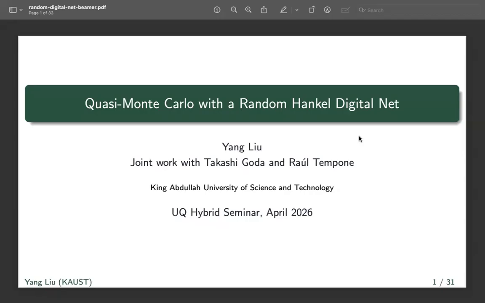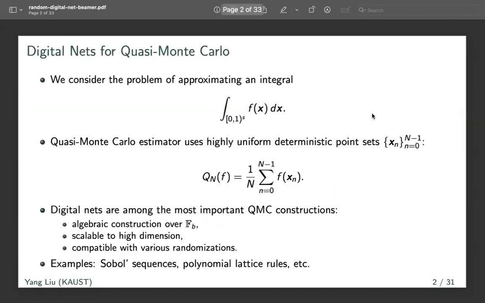So today I'm very happy to share the latest work, Quasi-Monte Carlo with a random Hankel digital net. This is a joint work with Takashi Goda and Professor Raoul. So the topic will be the digital net for Quasi-Monte Carlo.